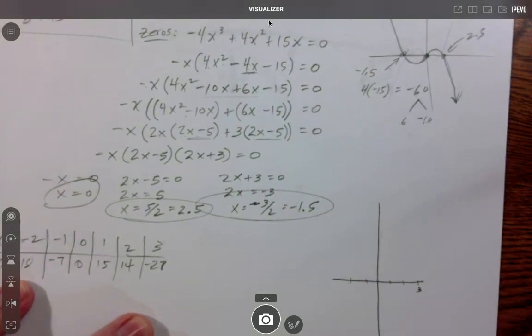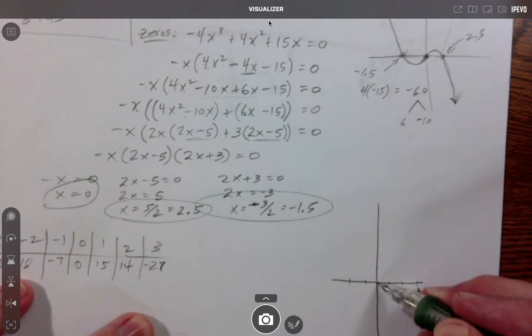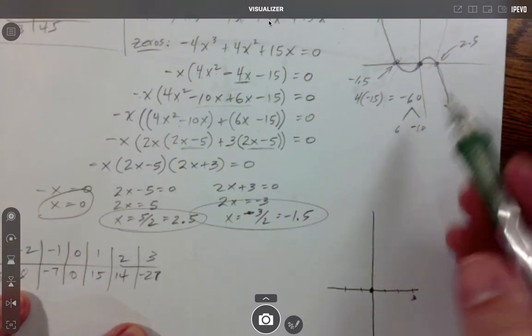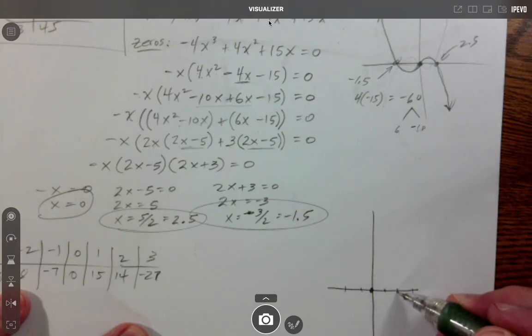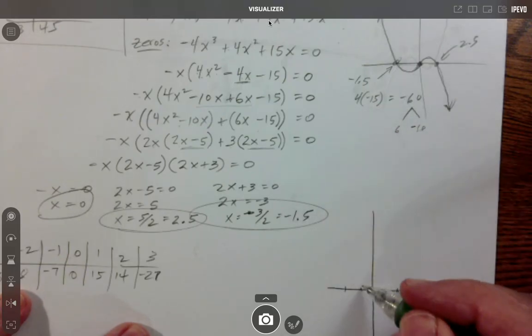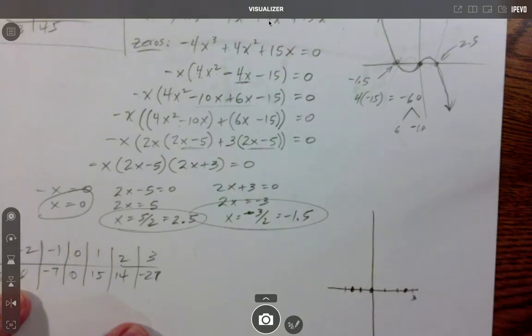Let's start with the zeros. I know at 0 it hits 0. I know that at 2.5, so 1, 2 and a half, it hits 0 again. And I know that at negative 1.5, so here's negative 1, here's negative 1.5, it hits 0 again. So there's 3 points. Okay.